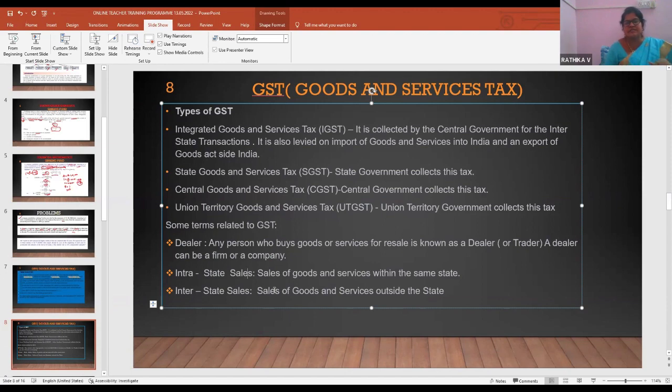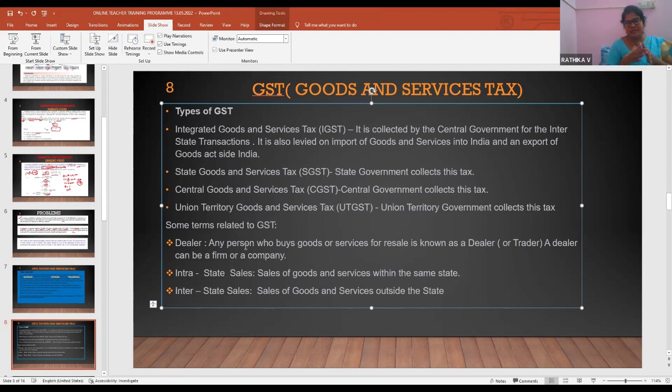And within the same state, when we are selling or purchasing items, then we will be paying the state government 50% and the central government 50%. So GST will be divided equally. So these are the 4 types of GST we have. First one is the IGST. And second one is SGST, the State Goods and Services Tax. The state government collects this tax. And the Central Goods and Services Tax is called CGST, and the central government will be collecting this tax. And Union Territory Goods and Services Tax, that is UTGST. So we have 4 types of GST.